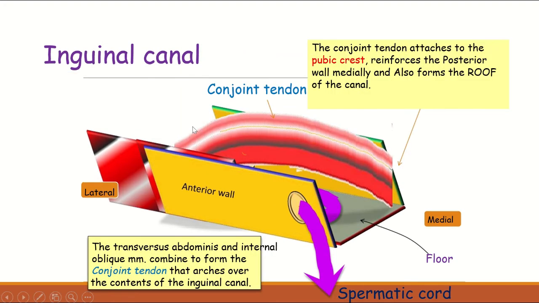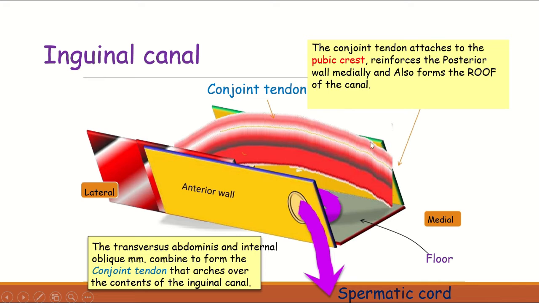Here the roof of the inguinal canal is shown. The roof of the inguinal canal is formed by the conjoint tendon, and the conjoint tendon is attached to the pubic crest on the medial side. So this is the medial end of the conjoint tendon, where it is attached to the pubic crest, and it also reinforces the posterior wall on the medial side.